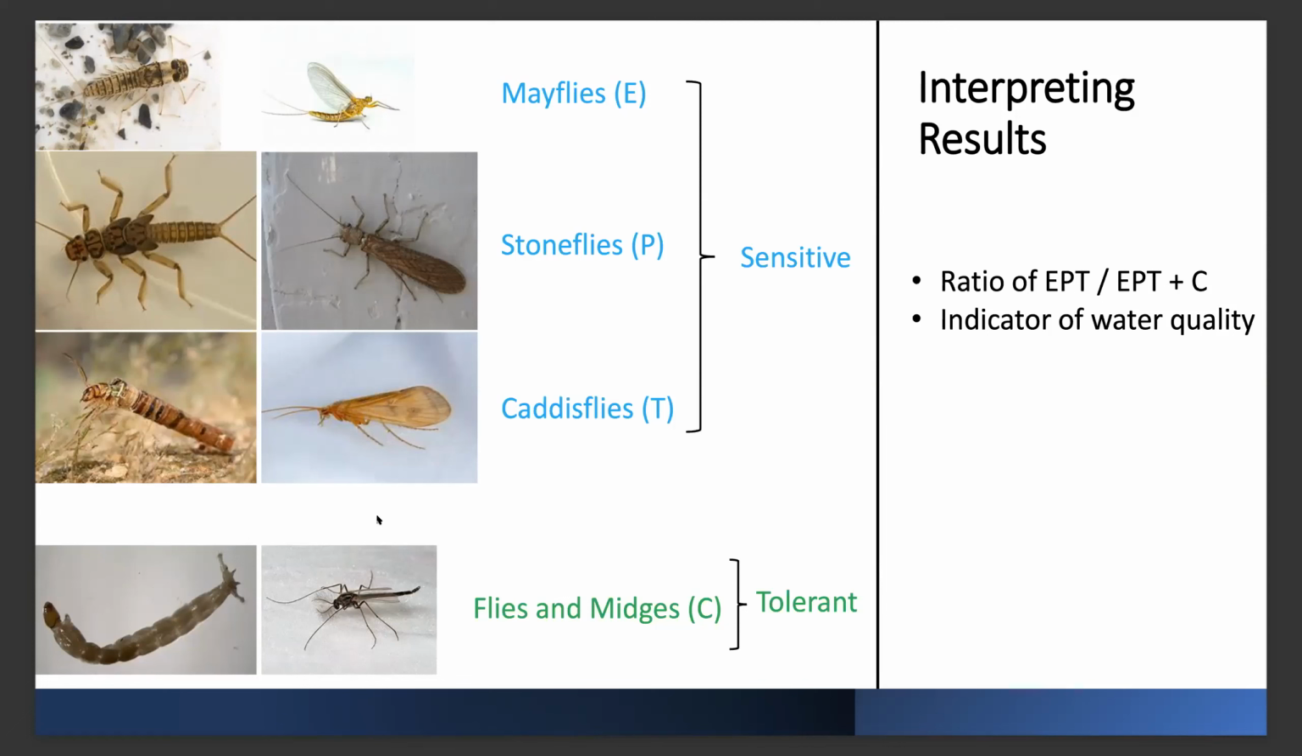that they belong to. And at the bottom is Diptera, which is the order that's flies and midges, and the C stands for chironomids. Again, the anglers in the crowd will probably be familiar with pretty much all of these bugs. But the idea here is that if the ratio of good bugs to bad bugs is very high, it's a really strong indicator of good water quality.